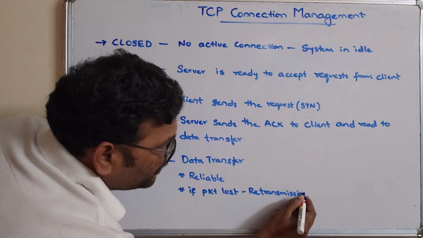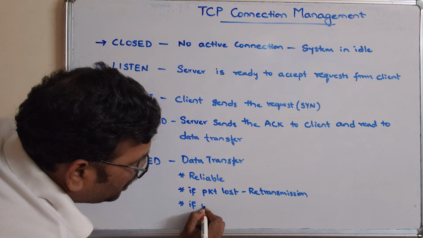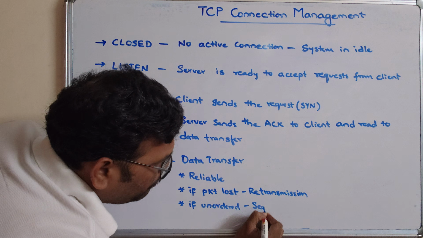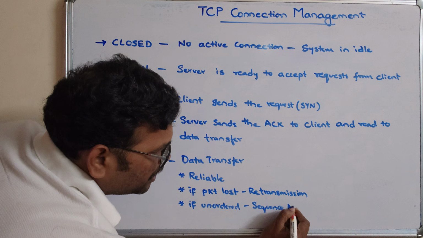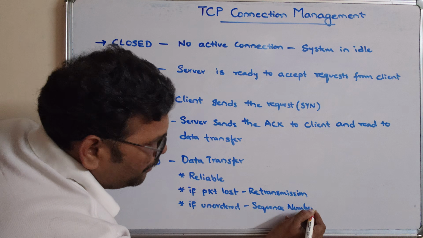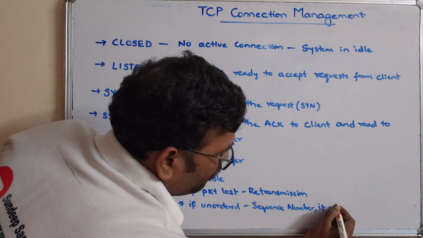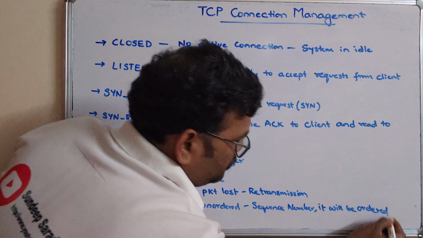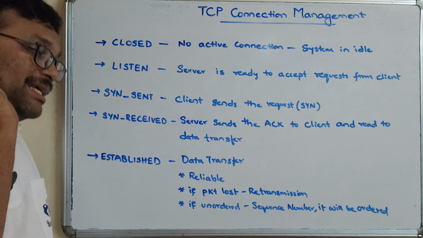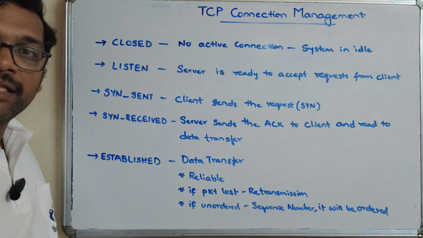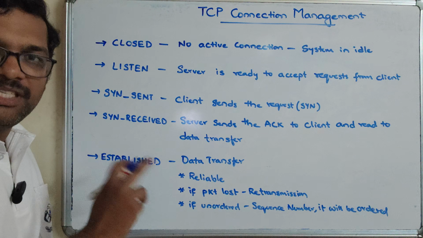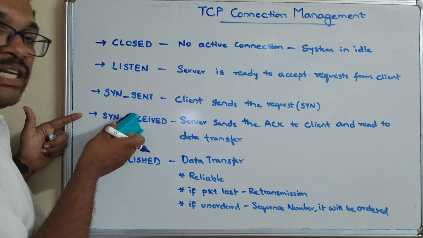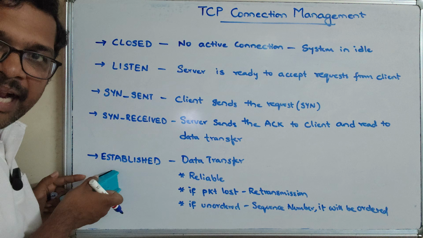Retransmission will be done if it is lost. If unordered, with the help of sequence number, it will be ordered, right? So like this, the data transfer will be done in this established state. Okay, so the first four are connection establishment, and the next one is data transfer.